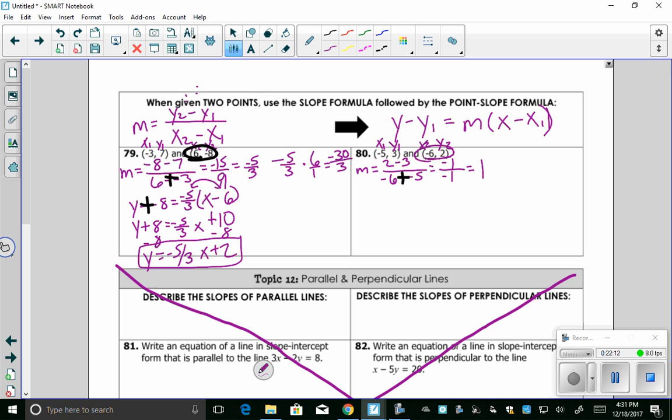I'm going to pick the second point. Y minus 2 equals 1 times x minus negative 6. Double negative, change it. Always change it. Distribute the 1. I'm going to have y minus 2 equals x plus 6. A 1 outside the parentheses will not change anything. Add 2 to both sides, and you get y equals x plus 8 as your answer. Y equals x plus 8.